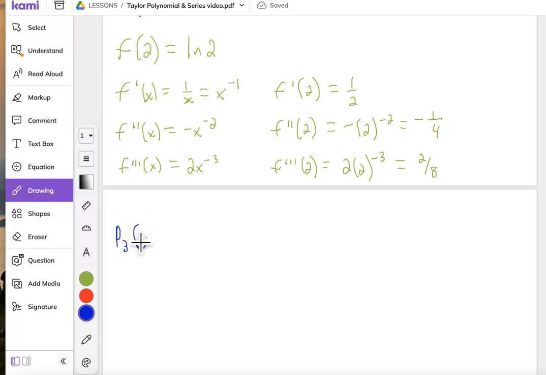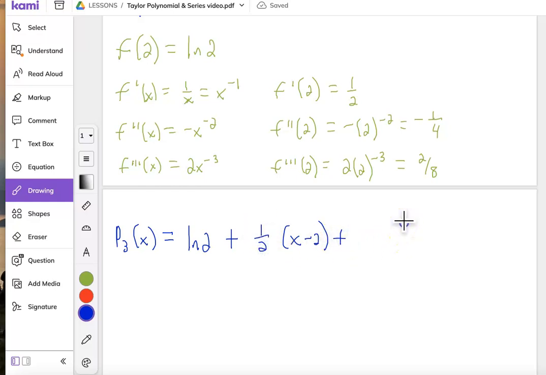So I'll just write P sub 3 of x, and using our formula, we start off with f of 2 first, that's just ln of 2. And then the next term would be our x to the first term. But because it's the Taylor polynomial centered at 2, we're going to want to subtract 2 from that x to the first term. So we have x minus 2 to the first. And in front of this should go f prime of 2, which we calculated as 1/2.